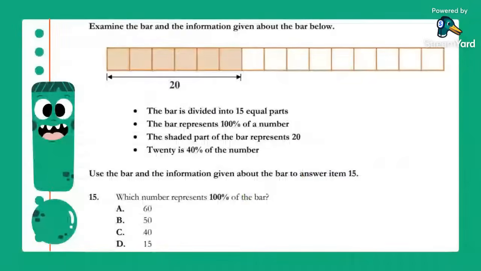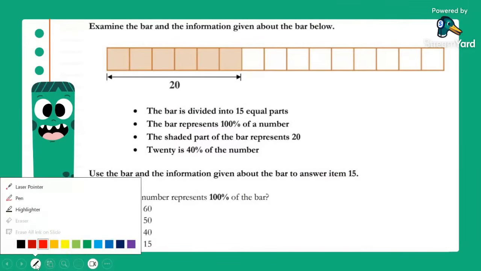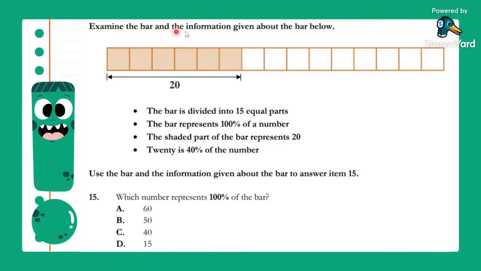Now to our final question. Examine the bar and the information given about the bar below. Given that this is our final question, I want you to take some time because I want explanations to this. So this bar here, as you can note, as you can see, it says the bar is divided into 15 equal parts.